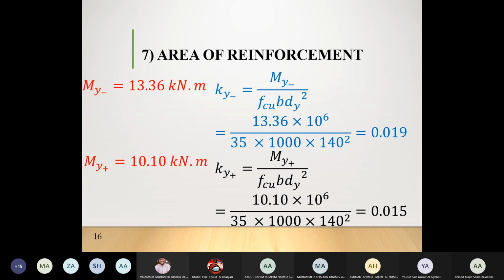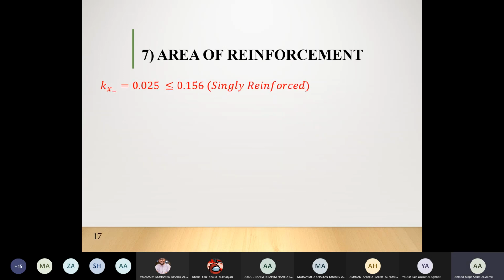No. Okay. Now, after calculating K, once again, we said we are going to calculate Z. So we said there are two Zs. For each moment there will be one K, and for each K there will be two Zs. And then we are going to pick one. So once again, we go for Kx negative, which is 0.025, lesser than 0.156. So that's singly reinforced.